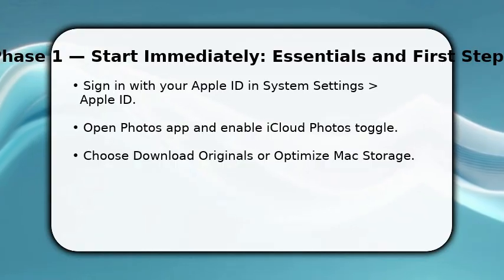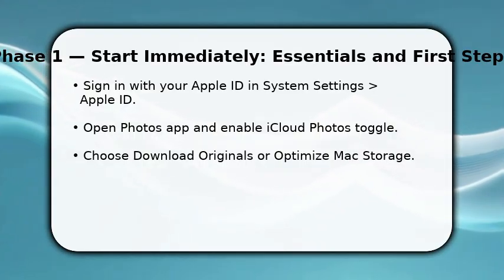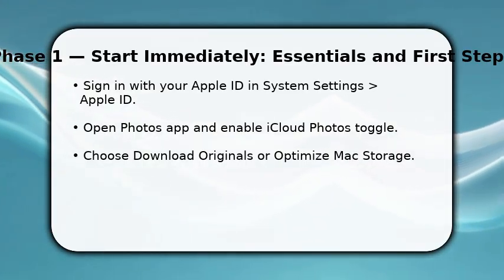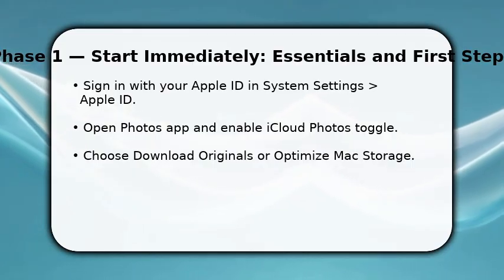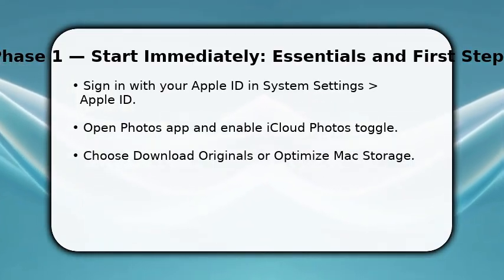Make a choice. Download originals if you want full-resolution files locally, or select Optimize Mac storage to save space. This affects how quickly images appear and how much disk they use. You're already in motion. Confirm settings and let the initial sync begin.